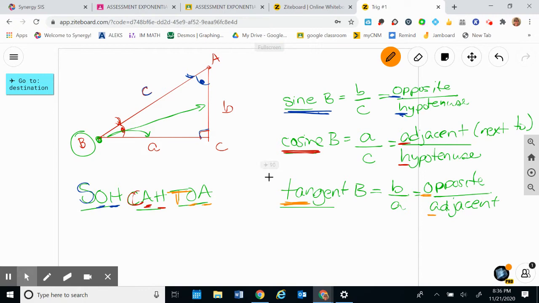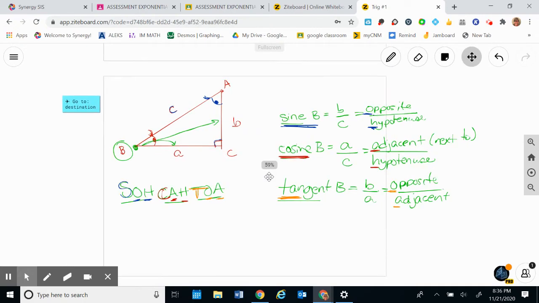So let's take a look at this one again. I'm going to shrink it down just a little bit so I can get more in here. So when you're looking at this, the sine, cosine, and tangent of B literally means you are standing at B. You are looking out from B. Here you are, you're there and you're looking this way. So the opposite of B is B. And the hypotenuse is always C. That's an easy one, but the adjacent is A.